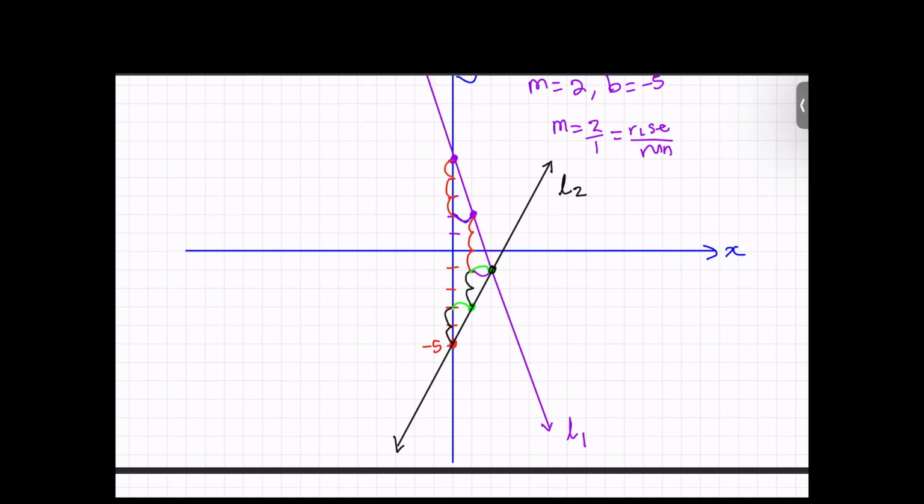It's very clear that this dot is the point of intersection, because that is where both lines intersect each other. So the point of intersection is 2, -1. Remember we say the x coordinate first before the y coordinate. So this is 2, -1.